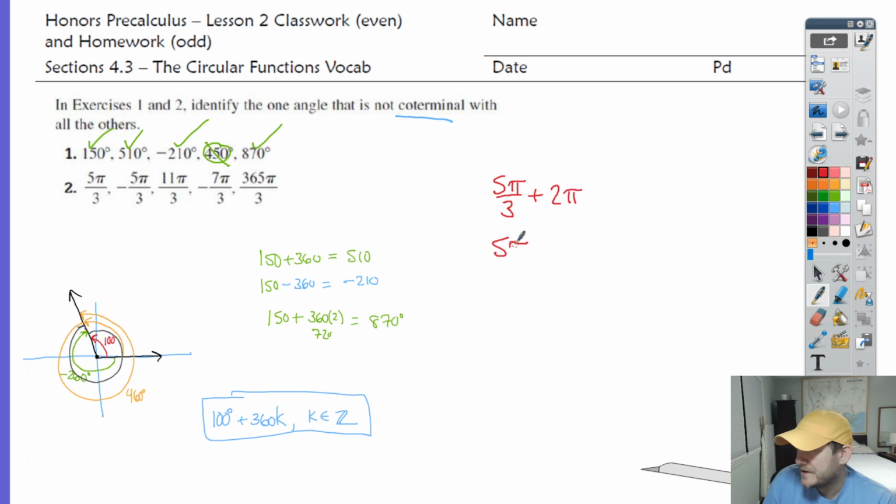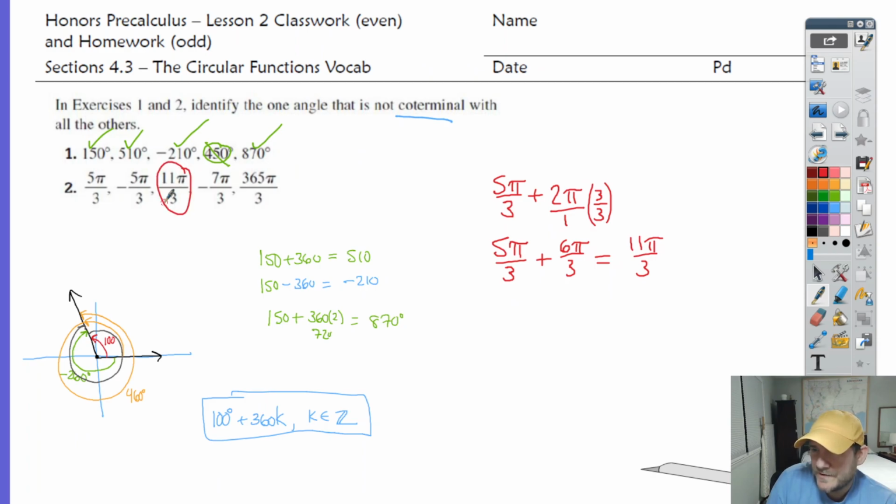So adding 2 pi, well, 2 pi over 1, if you multiply by 3 over 3 to get a common denominator, is 6 pi over 3. So adding gives 11 pi over 3, which I think is on our list. 11 pi over 3 is just 1 rotation more than this, so those guys match up. Then you've got negative, so I guess we're subtracting. So 5 pi over 3 minus 6 pi over 3 gives negative 1 pi over 3.